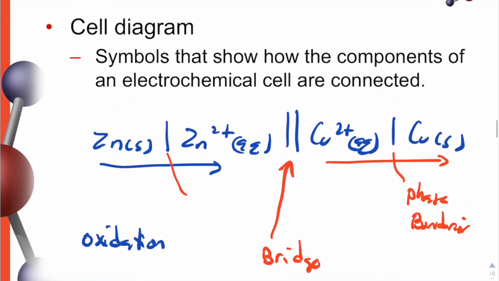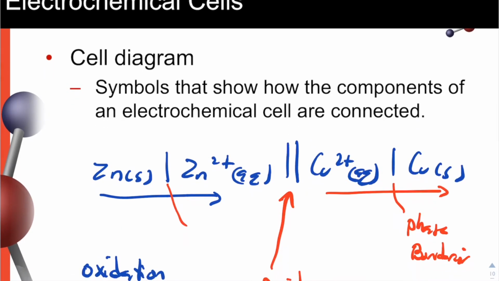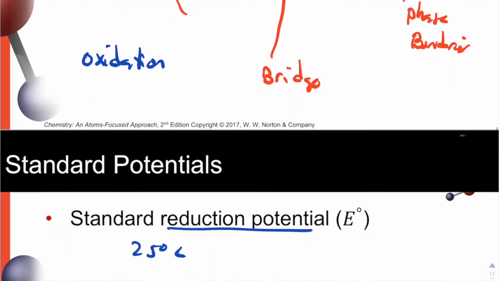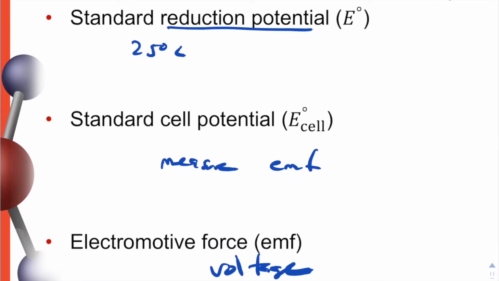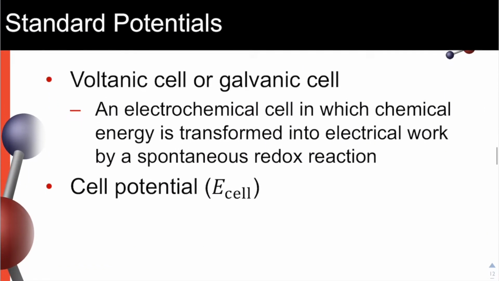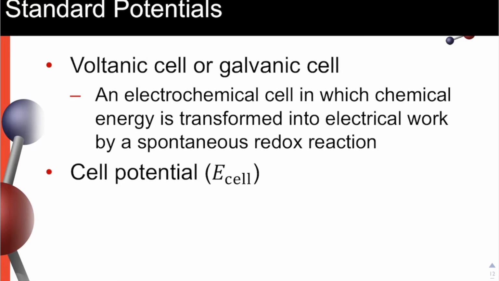So for this previous one here, this has a particular voltage associated with it based on the differential preference for electrons between these two species. And that's the energy or the amount of work that you can do. So these standard potentials are going to be very important.